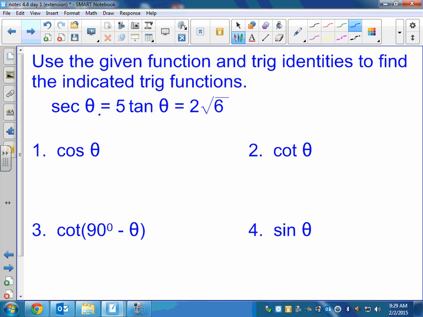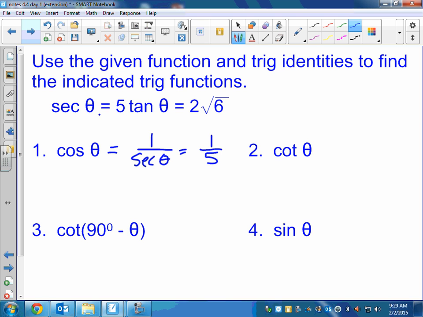Some of these should be really easy to do, like cosine. How does cosine relate to secant? It's the reciprocal. So if secant is 5, what do you know about cosine? It has to be 1/5, right? And if you want, you can show it here. Cosine equals 1 over secant. So if secant equals 5, that means cosine equals 1/5. Like I didn't even have to draw a picture to do that. And that's the idea with the identities maybe.